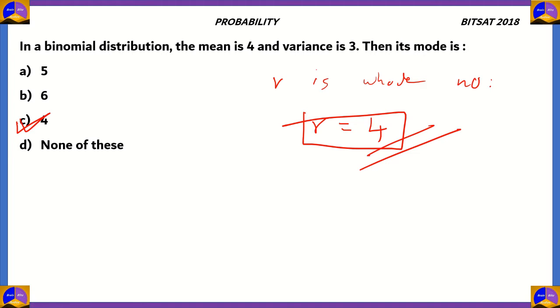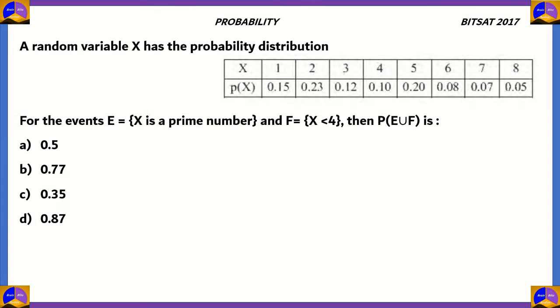Now, let's look at another question of probability. The earlier question was from 2018. This one is from 2017. A random variable x has the following probability distribution. For the events E equals x is a prime number and F equals x less than 4, we find the value of the probability of E union F.